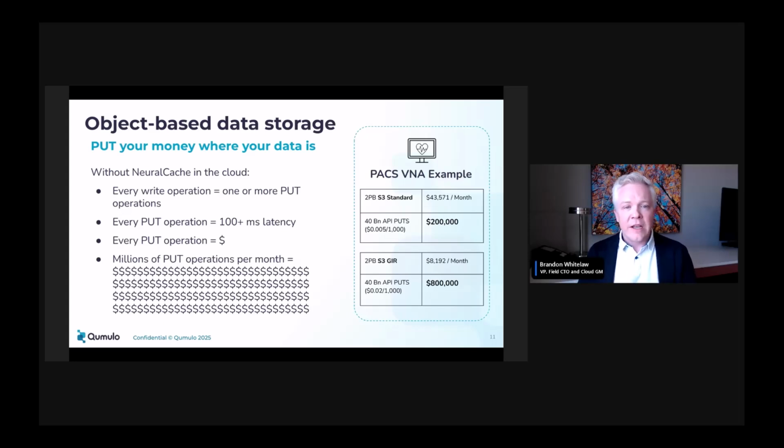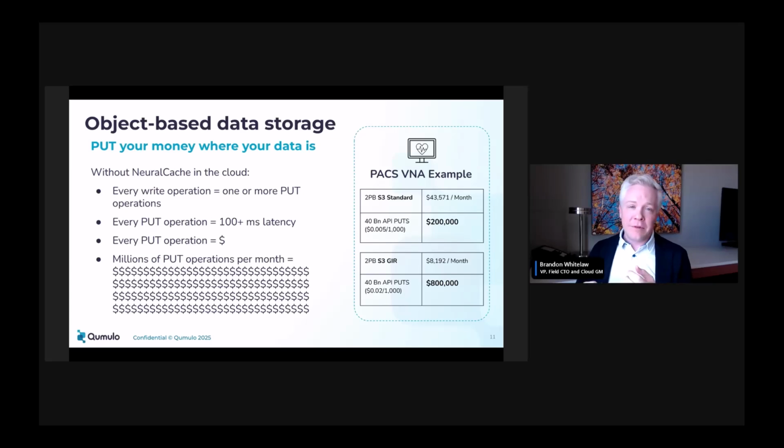Without NeuralCache, every write operation would be a put. Every put operation would induce latency. It would increase cost. In fact, we had a customer, as you can see on the right, where they were kind of modeling using an application for VNA in the medical industry that was, every file was an object and writing those images into either S3 Standard or Glacier Instant Retrieval. And what was astounding to me was how fast the bill racked up in modeling this cost.